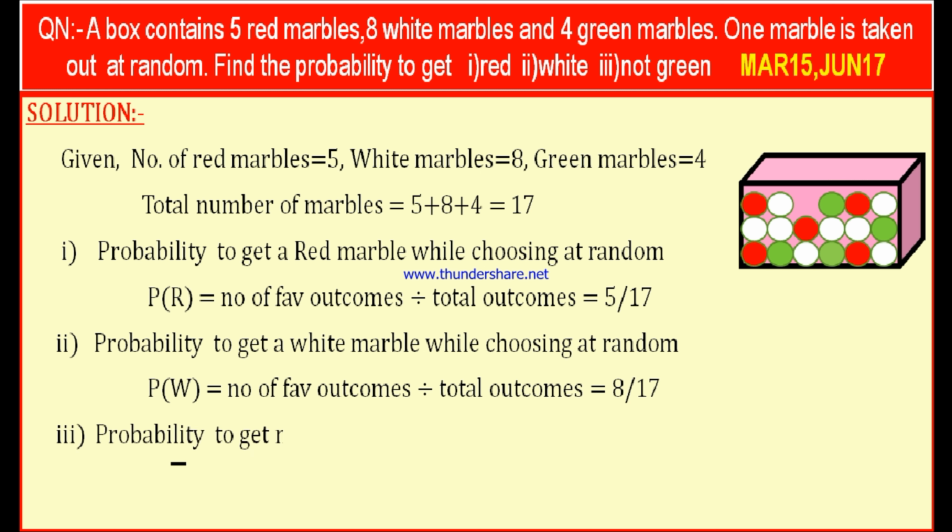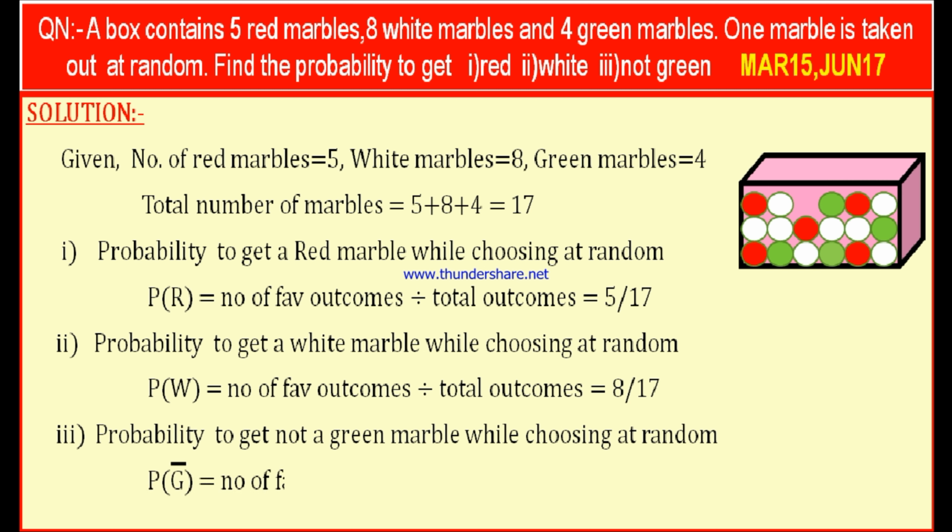And the third bit, the probability to get not a green marble while choosing at random. This is not a green marble. Therefore, probability of not G is equal to, again, number of favorable outcomes divided by total number of outcomes. Here, if we choose a marble, it should not be green. If it is not green, then what are the other possibilities? Then the marble may be either a red marble or a white marble.